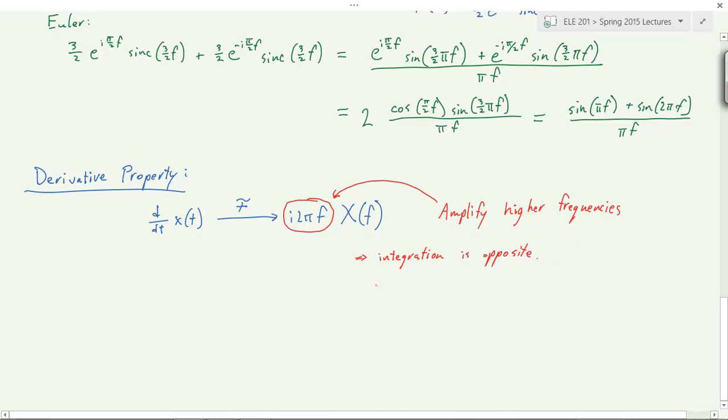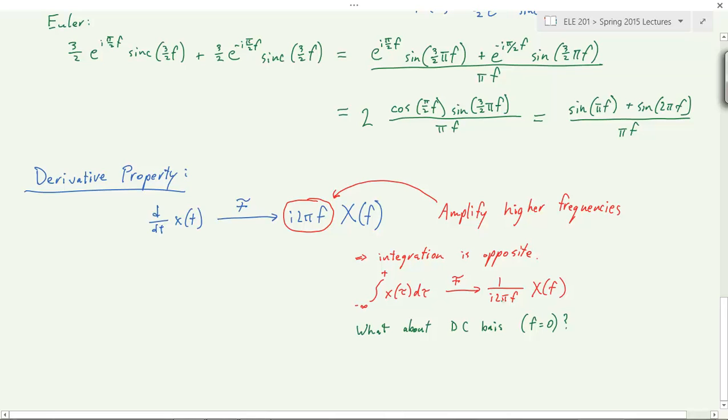Okay, so for example, if you say integral from negative infinity to t of x of tau d tau, that's the opposite of taking a derivative. So the Fourier transform of this should be 1 over i 2 pi f times x of f. And indeed, this is true except for one catch. What about constant terms, which I'm going to call DC bias, and we'll come back to that in a moment. So what about the f equals 0 part of this signal? Notice that you can't divide by 0, right? So you sort of are losing something.